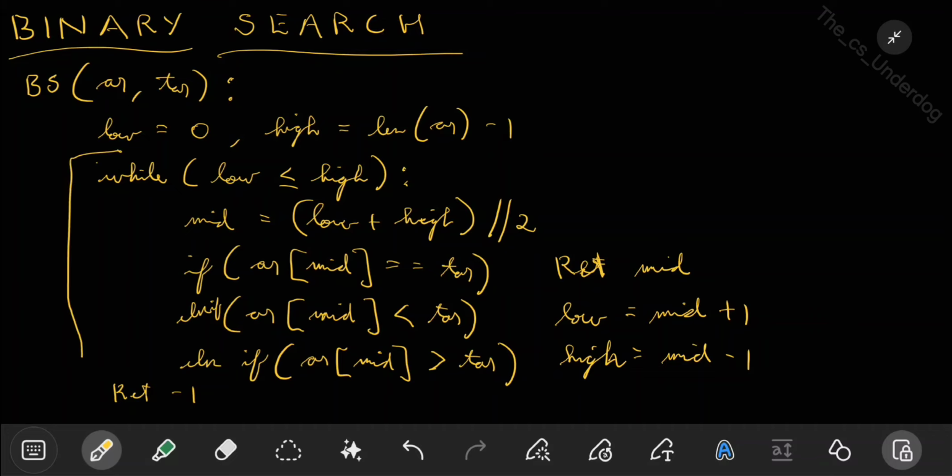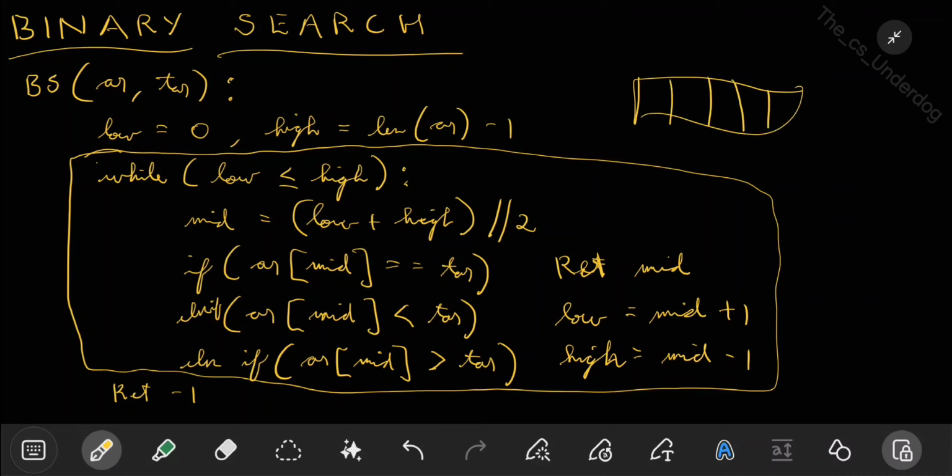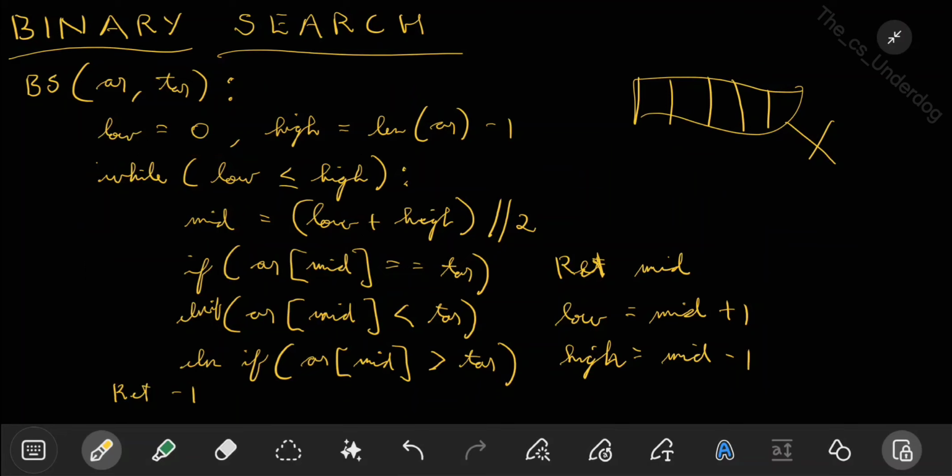So after this complete while loop, if you are still not able to find the element, that means the searched element is not present in your array. That is indicated by returning minus 1 whenever you are coming out of the while loop. So this is the binary search algorithm. The next step, whenever you write an algorithm, is that you should be able to understand the time complexity and space complexity of the algorithm. So how do you identify the time complexity and space complexity here?